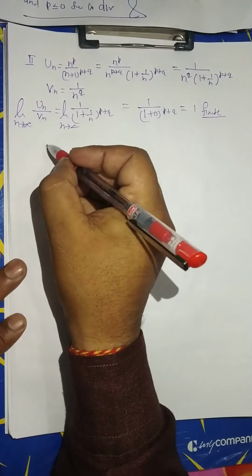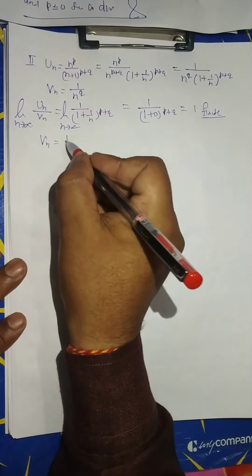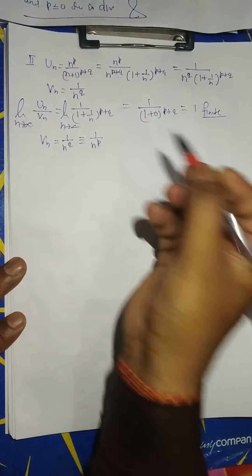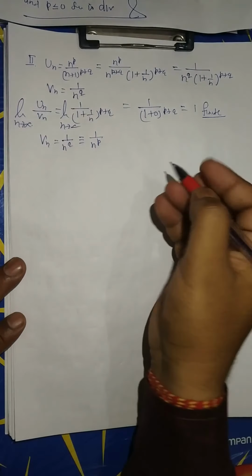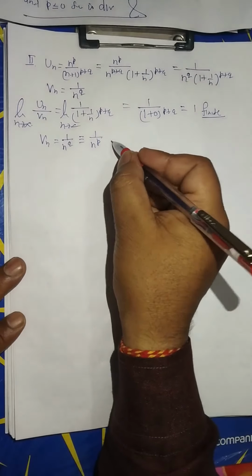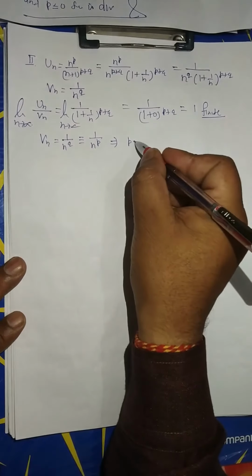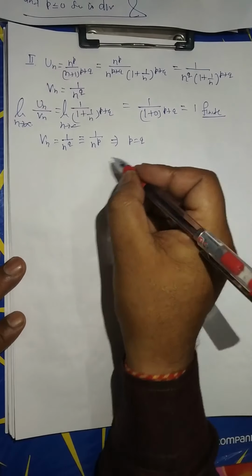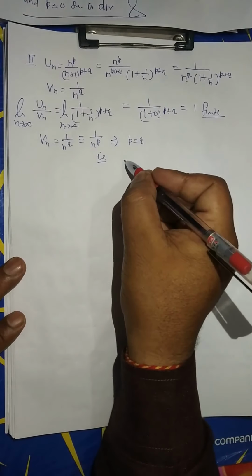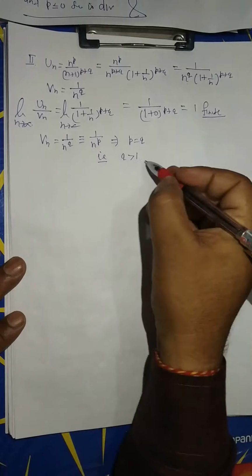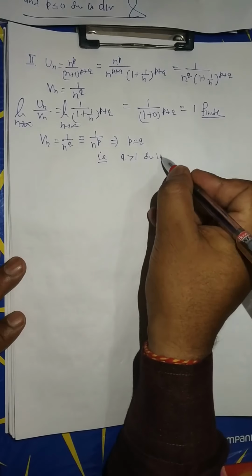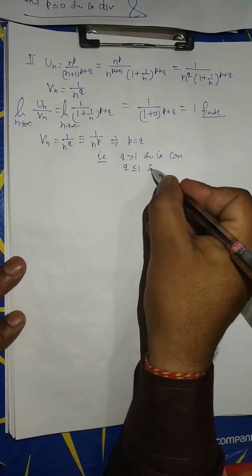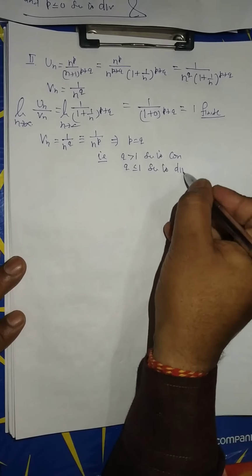Now vn, 1 upon n to the power q, is compared with 1 upon n to the power p. Therefore p is equal to q. That is, if q is greater than 1, the series is convergent, or q less than or equal to 1, the series is divergent.